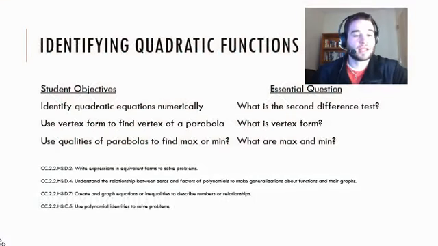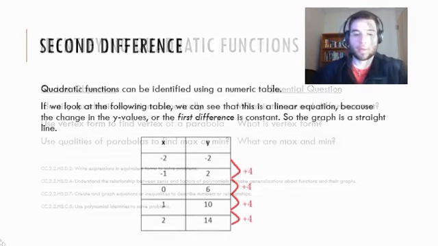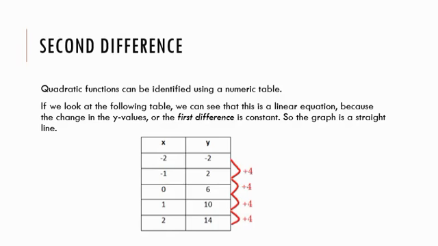In today's lesson, the student objectives: identify quadratic equations numerically, and use vertex form to find the vertex of a parabola. Use qualities of parabolas to find max or min, so maximums or minimums on the graph. Essential equations. What is the second difference test, and how is that going to help us? What is vertex form? And what are max and min? And below were the Common Core standards.